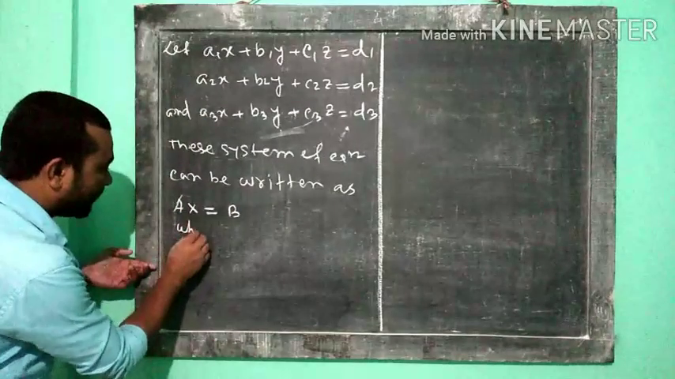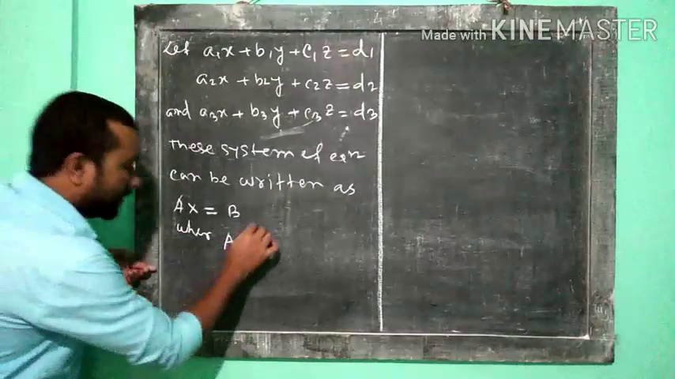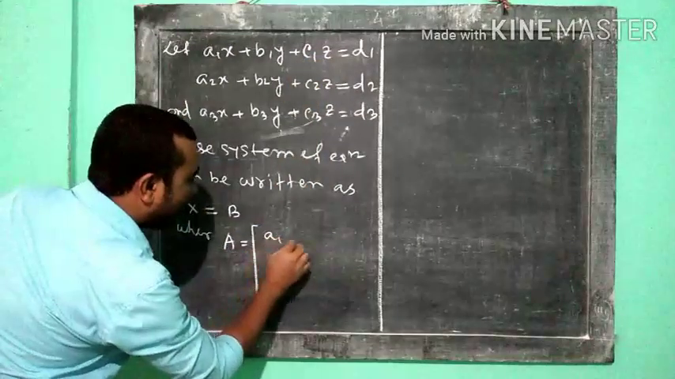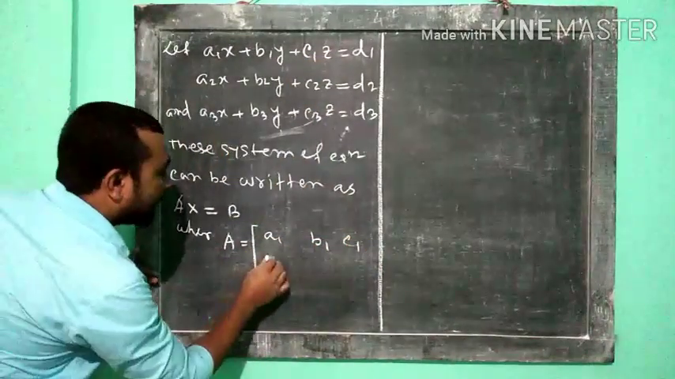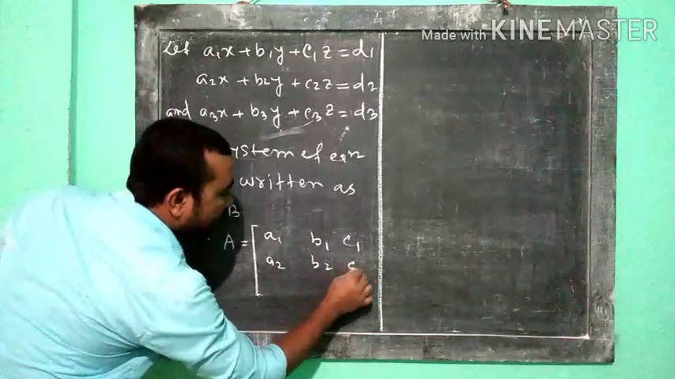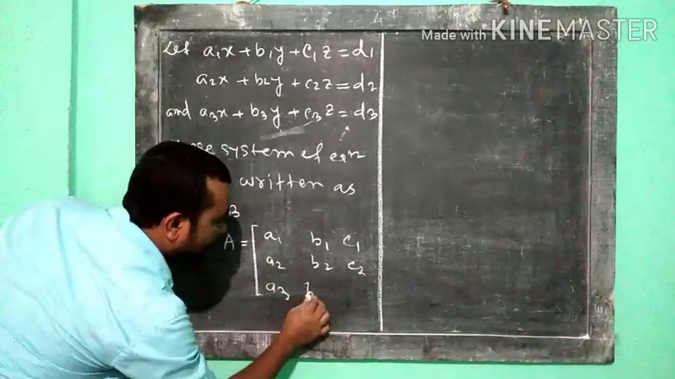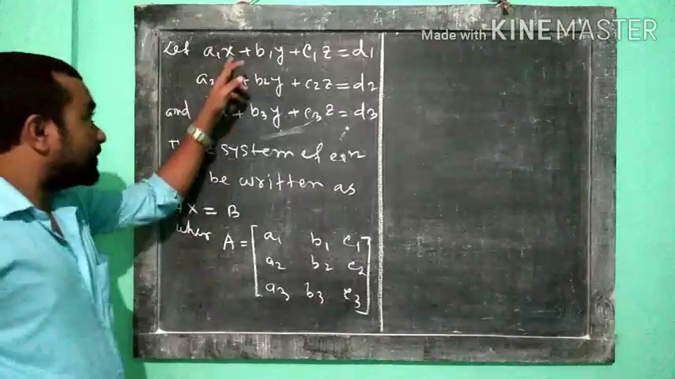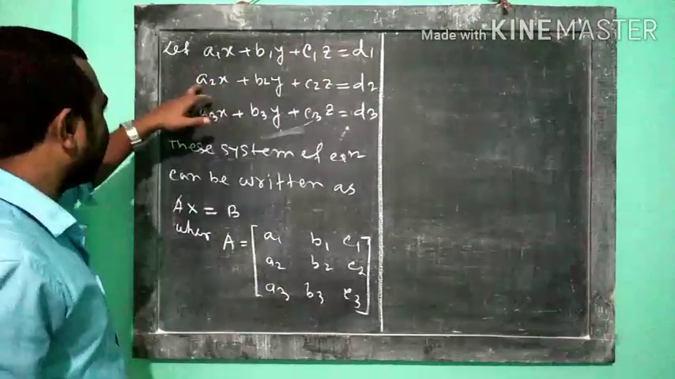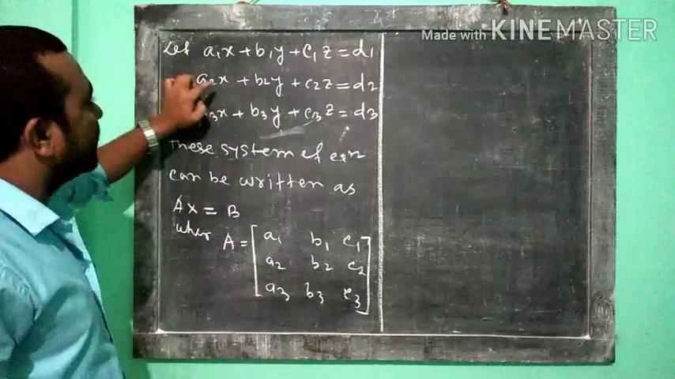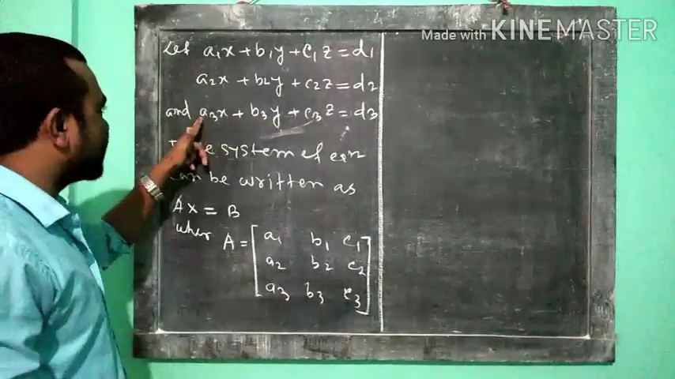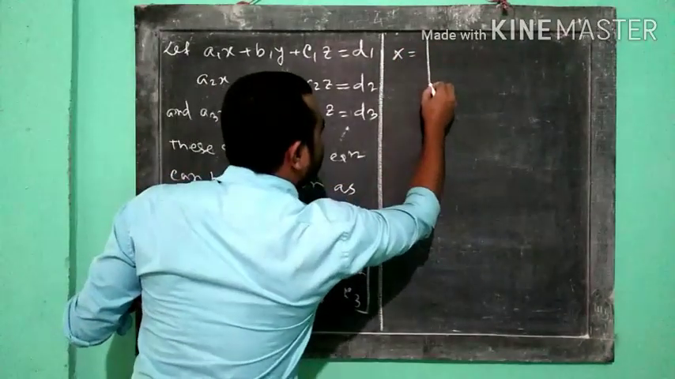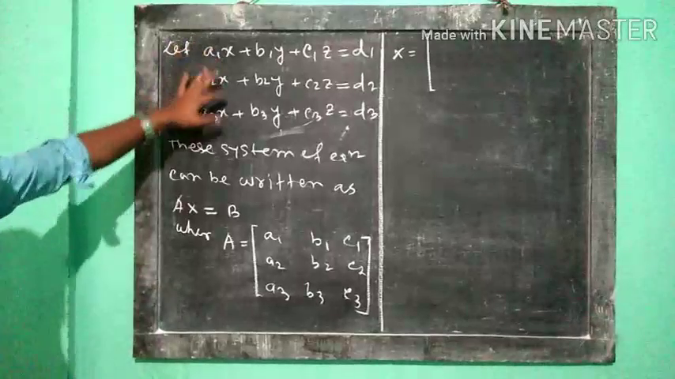Where A equal to, you write a1, b1, c1, a2, b2, c2, a3, b3, and this is c3. That means in A, the first line has the coefficients of x, y, z, the second line has the coefficients of x, y, z, and the third line has the coefficients of x, y, z. And x is what? Where x equal to, you write here x, y, z.